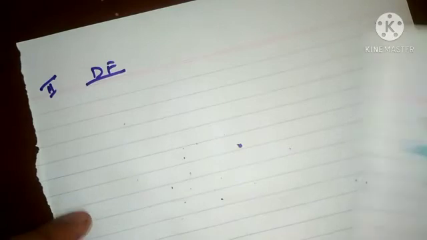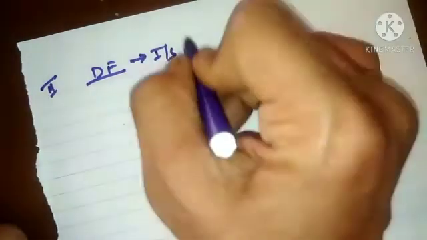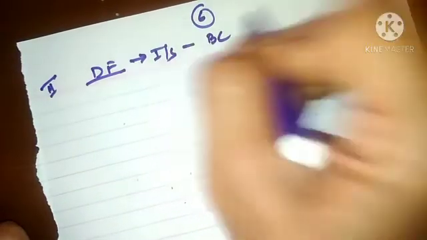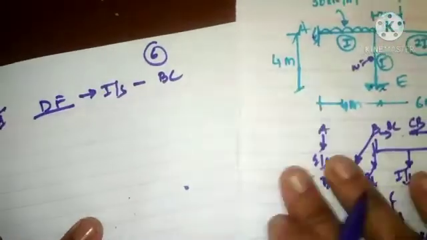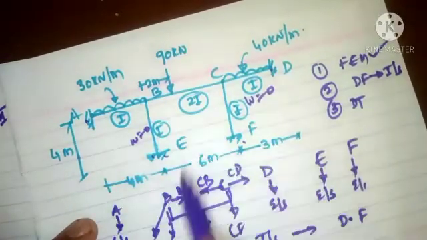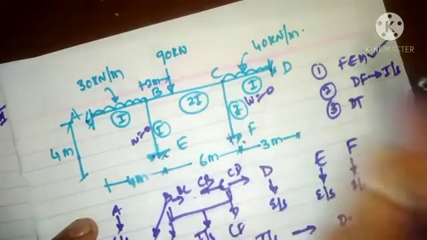Next step is to calculate the distribution factor. When we calculate the distribution factor, as stated earlier, it will be calculated for the intermediate supports. Amongst the 6 supports here, only B and C are the intermediate supports. The members connected to B are BA, BE and BC, whereas the members connected to C will be CB, CF and CD.